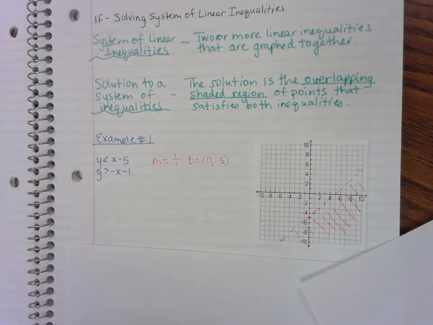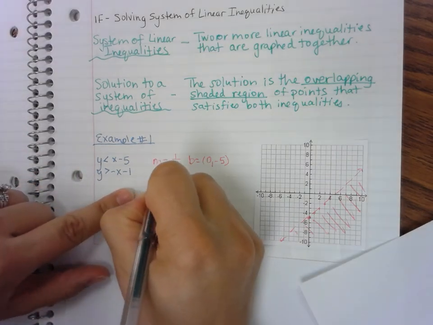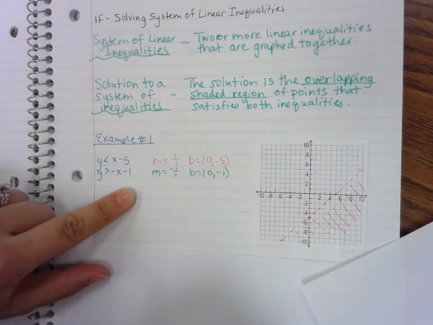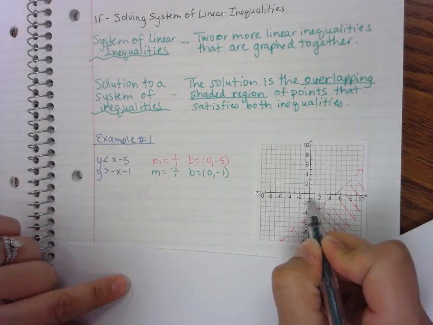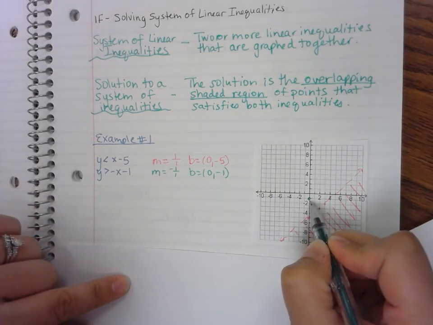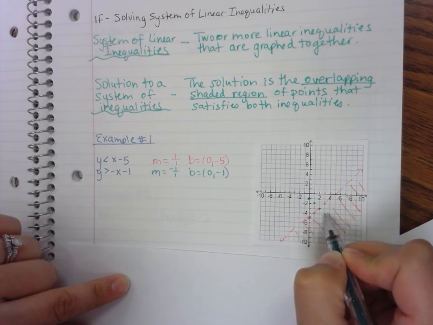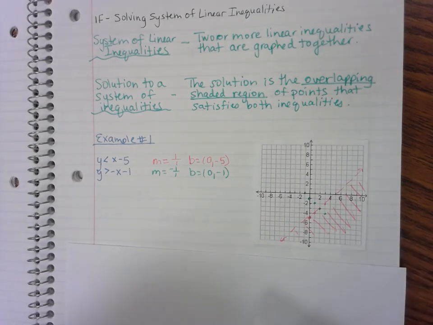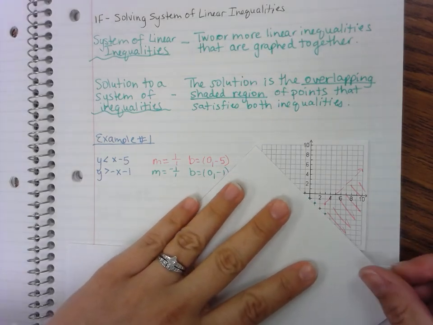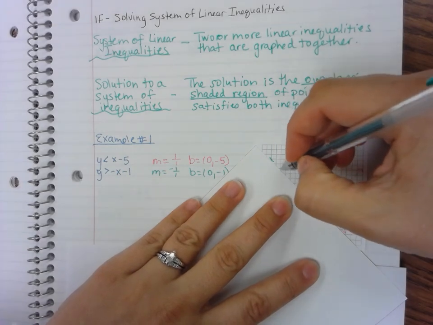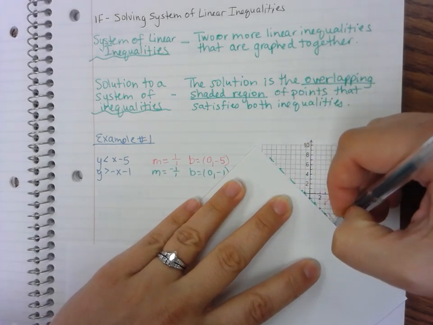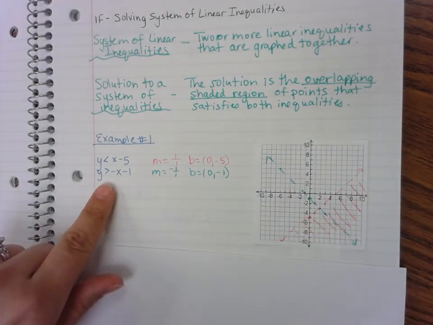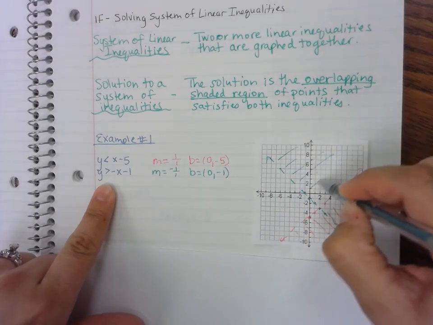Our second one is a slope of negative 1 over 1 and a b value of (0, negative 1). So I'm going to graph (0, negative 1), and this time my slope goes down and to the right. And so you can see that it already overlaps a little. This is also a dotted line. So when I graph this, you're going to notice that I just do my dots. I don't do a solid line. Arrows on both sides. And this is greater than, which means I'm going to shade above.